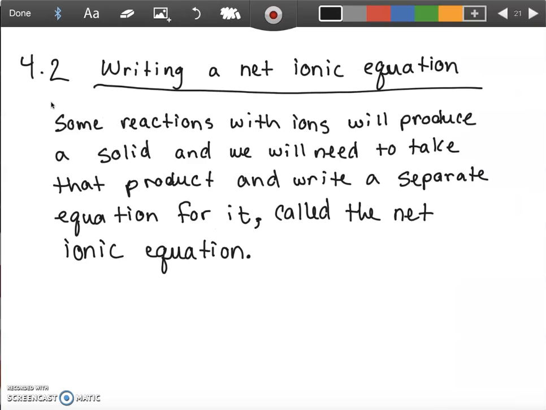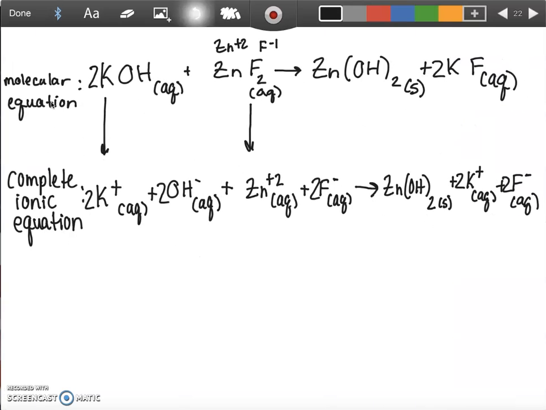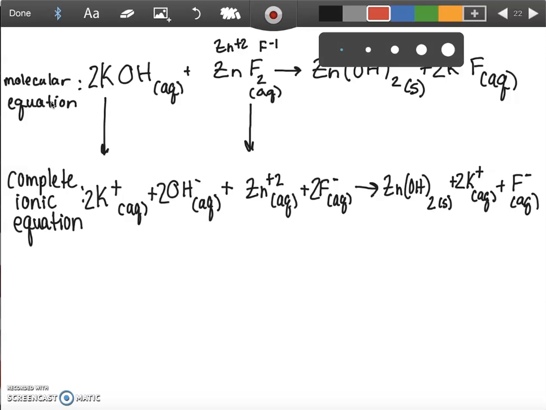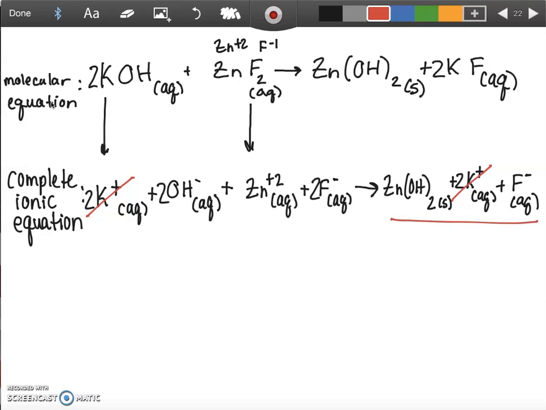So, going back, we're going to go through and cancel out things on both sides of this equation that are the same. So for instance, I have a 2K+ here and a 2K+ here. Cancel those out. I have a 2OH- here, but there's not a 2OH- over here, so that needs to stay. It also needs to stay because it's a part of the formula where the solid is.